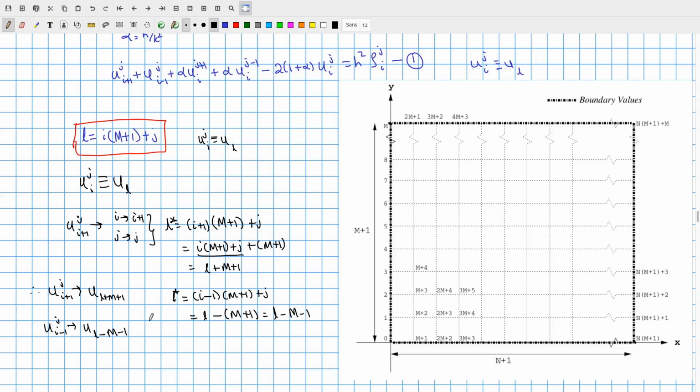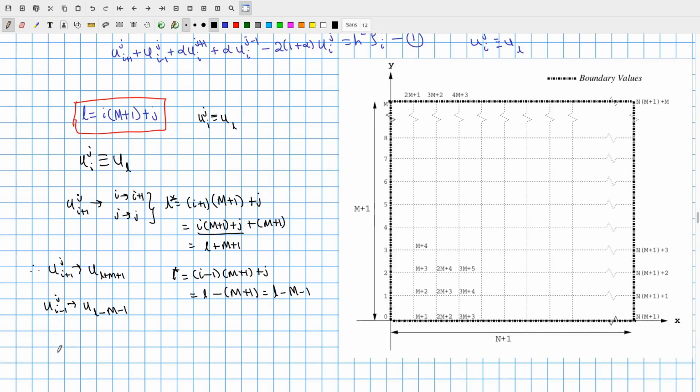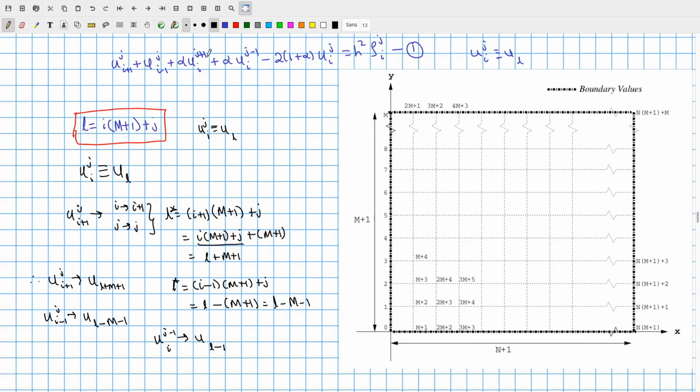And then we have the other terms. For u of i, j minus 1, this will be just j minus 1, so this whole term is going to become L minus 1. Similarly, where we have j plus 1, u of i, j plus 1 will become u of L plus 1.